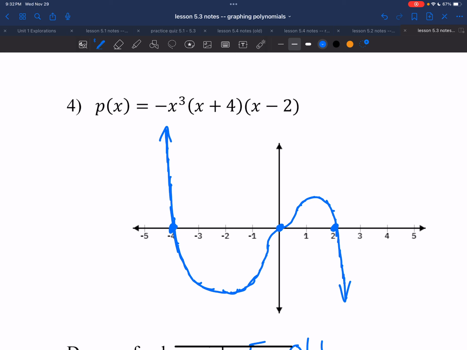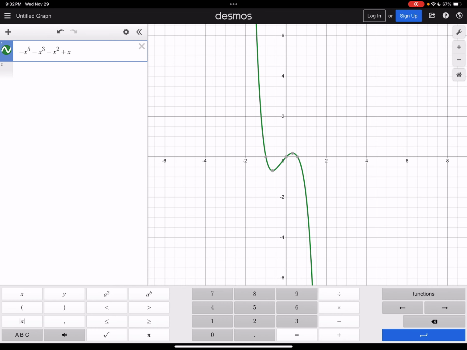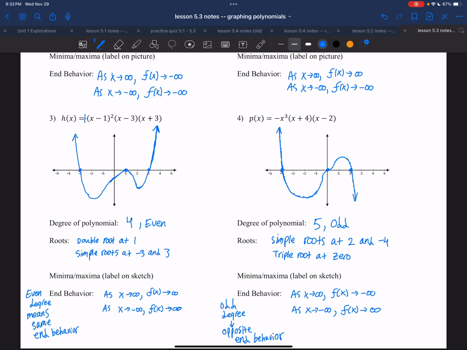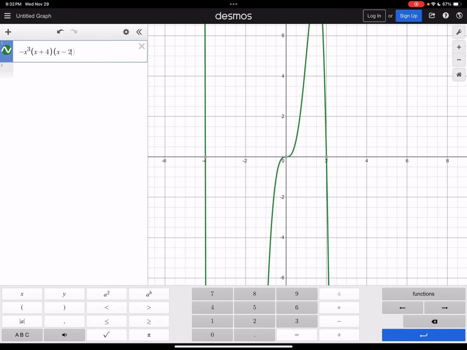I'm not sure that's it, actually. I think it's the other way. Let me check with a calculator. Negative x cubed, x plus 4, x minus 2. Why don't we look? Let's see how accurate we were. Was my inflection good or bad? So it was negative x cubed, x plus 4, x minus 2.